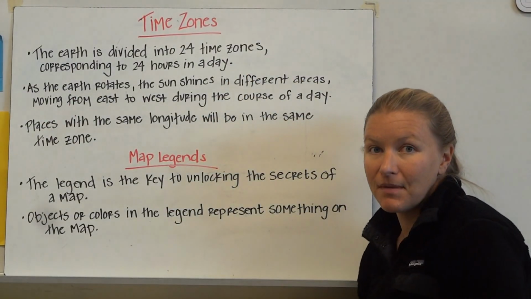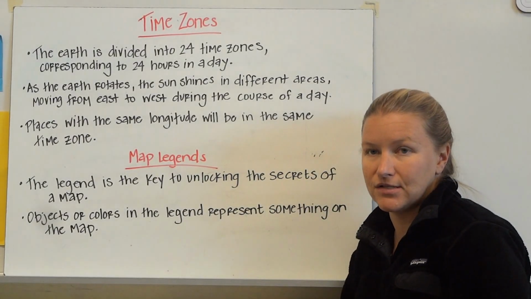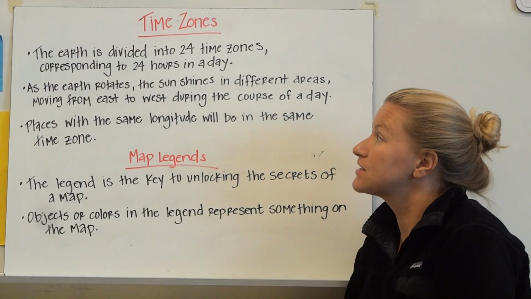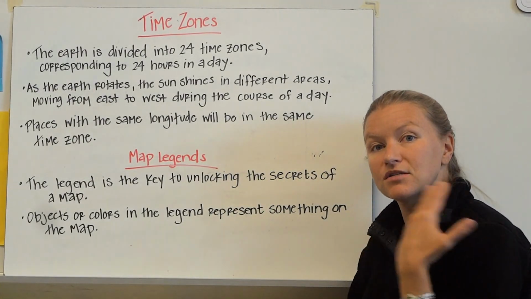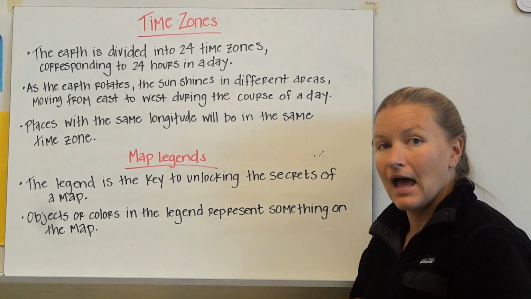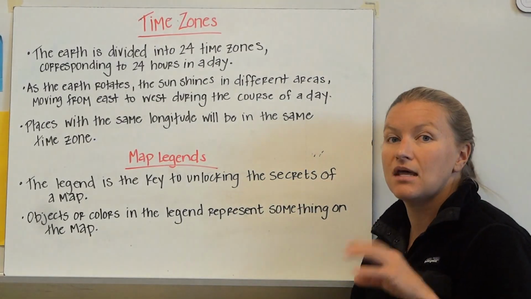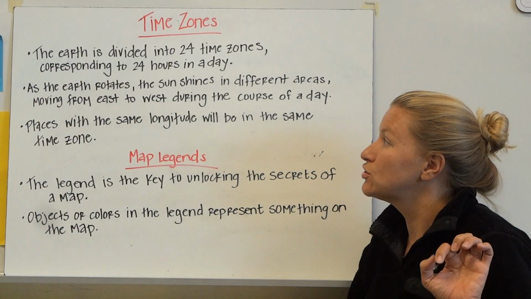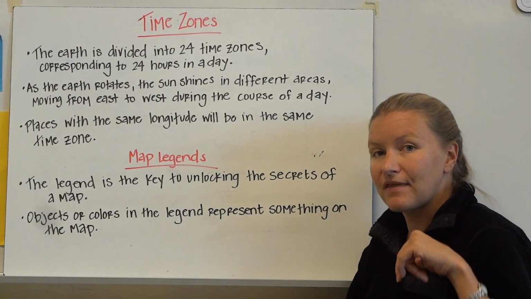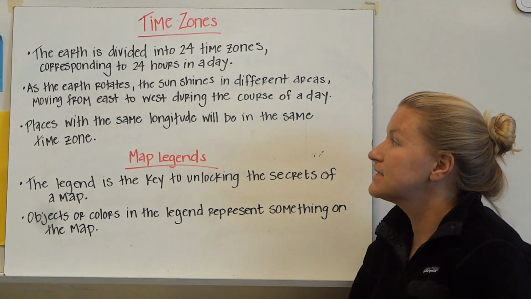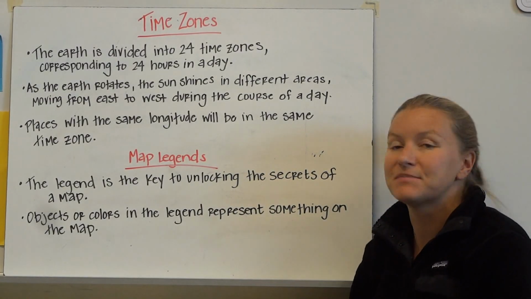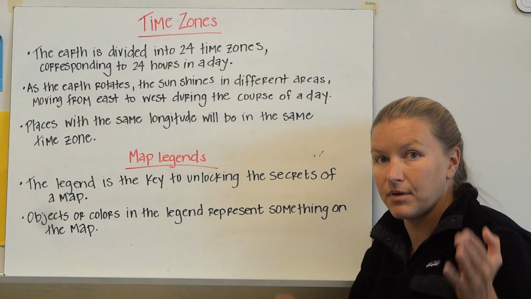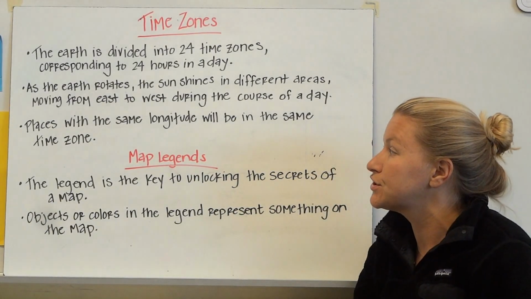Time zones, and if you've ever done a lot of traveling, you know how time zones work. The Earth is essentially divided into those 24 time zones, and those correspond to the 24 hours in a day. As the Earth rotates, the sun might shine on different areas, moving from east to west during the course of a day. Places in the same longitude will be in the same time zone. So New York City has the same time zone as Raleigh because we're in that same area of longitude.